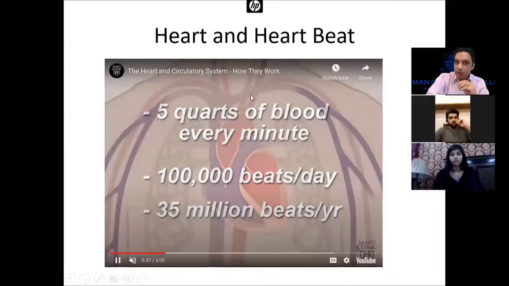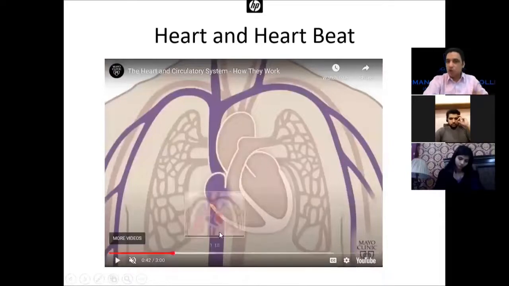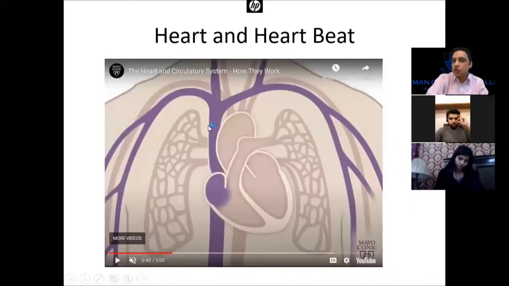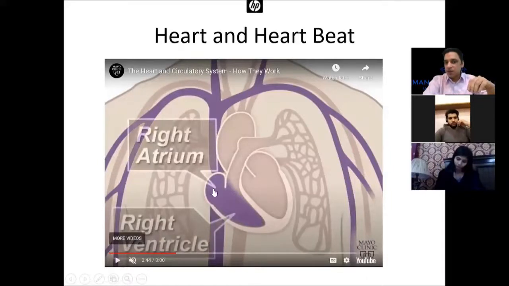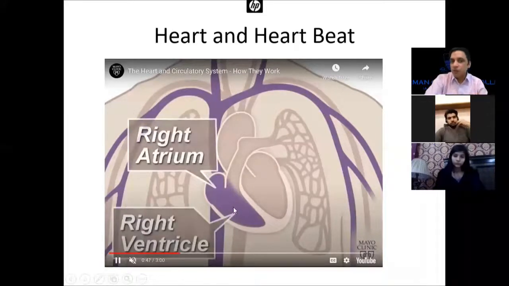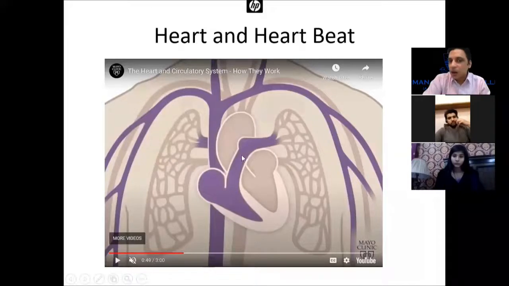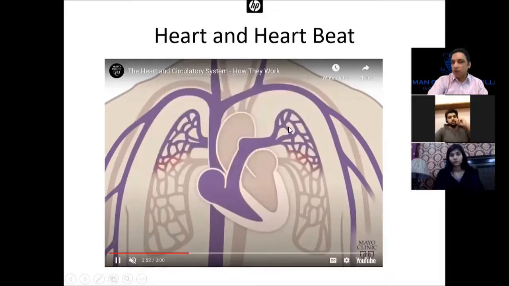So the deoxygenated blue blood from all parts of the body, from the upper side and from the lower side, is collected through these veins. Any vessel which is coming toward the heart is called a vein, and enters into the right side of the heart. The first chamber is called the right atrium, then it enters into the next chamber called the right ventricle. There exists a wall between them, and from here, with the help of an artery called the pulmonary artery, it enters into the lungs.